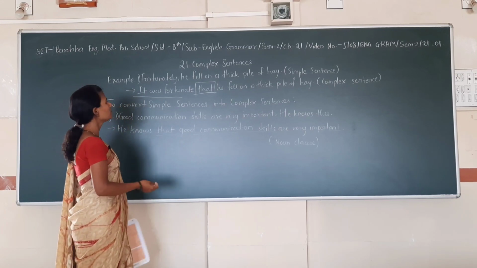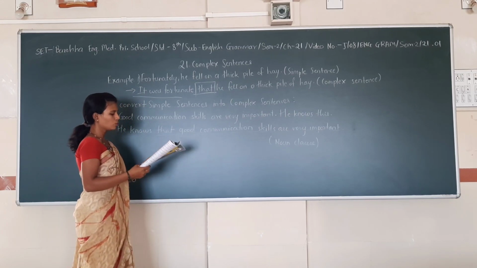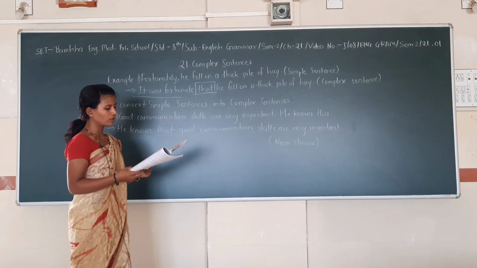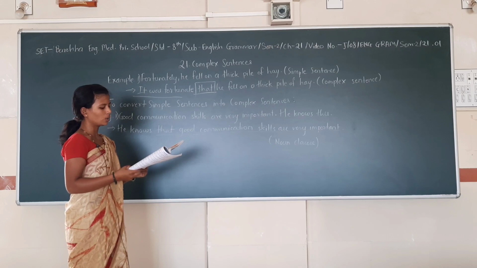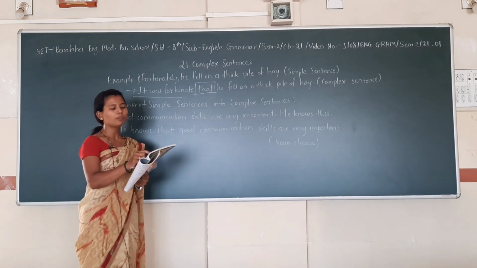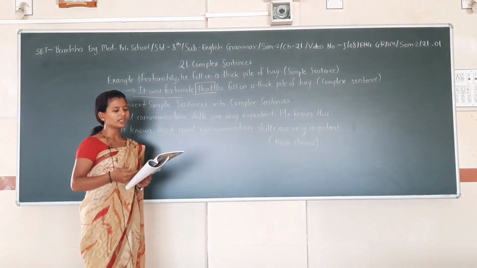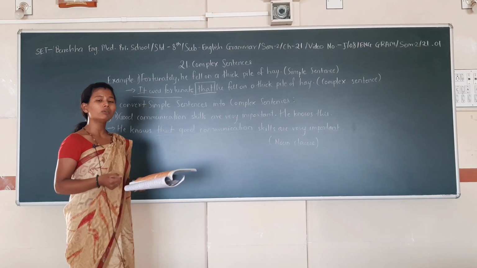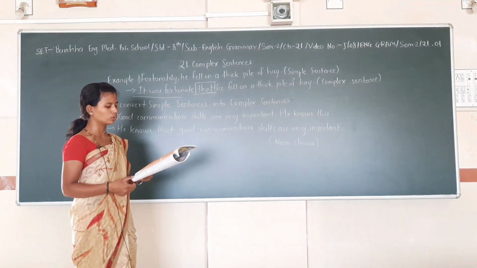Now to convert simple sentences into complex sentences, this can be done by the use of a subordinate clause: noun, adjective, or adverb clauses. In part A we have seen what the noun clauses, adjective clauses, and adverb clauses are. Now we will see how to use those clauses.